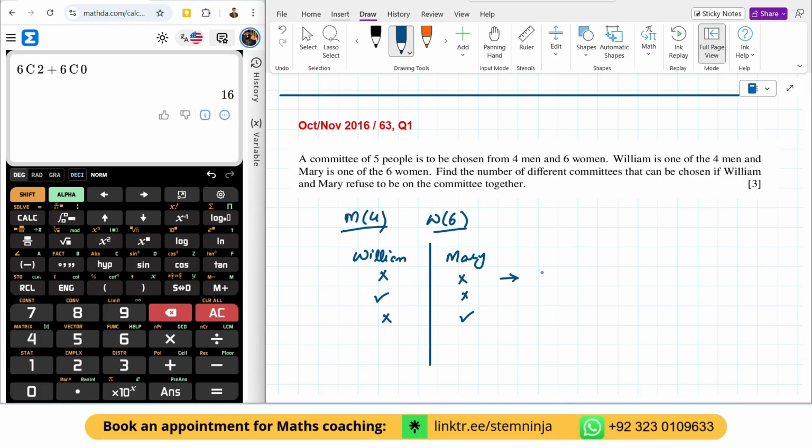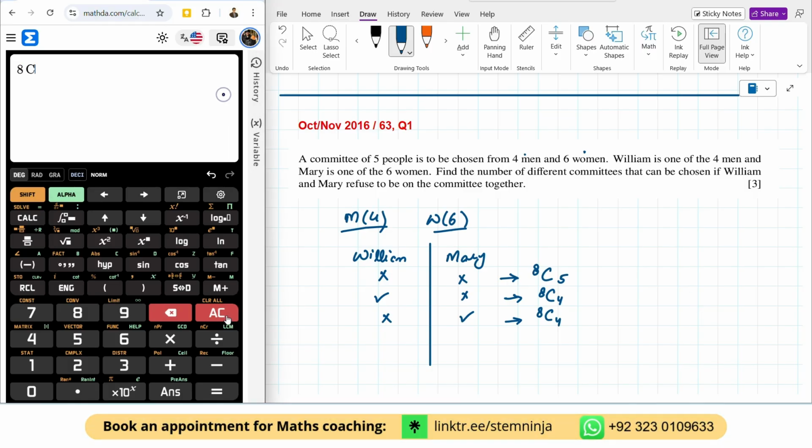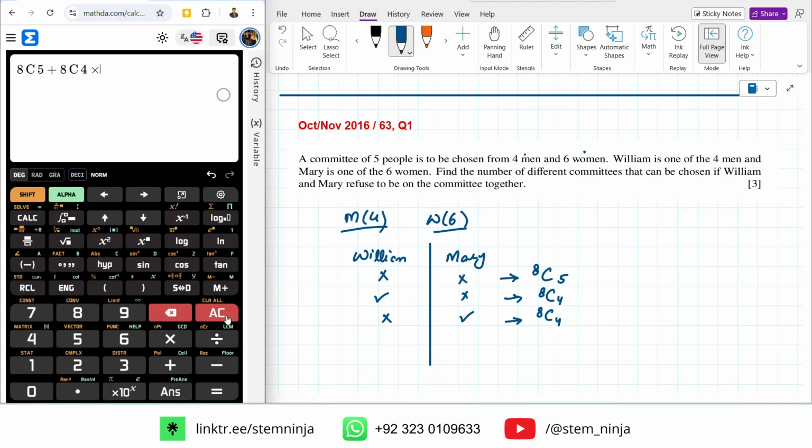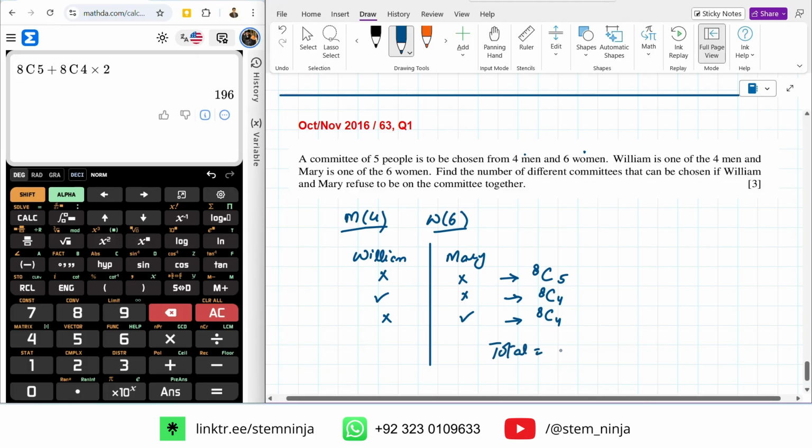So the rest are basically just 8C5. In this case, this is going to be 8C4, and this is going to be 8C4. Straightforward, because there is no other restriction over here, how many men have to be, how many women have to be. So any possibilities. So 8C5 plus 8C4 times by 2, you get 196. Right. And that's about it.